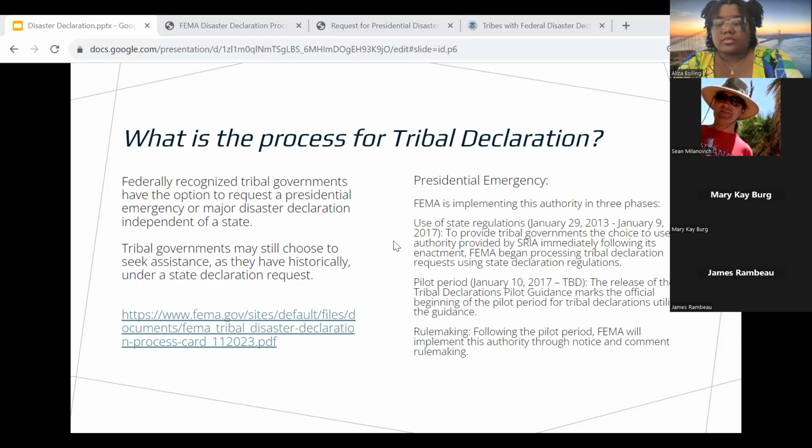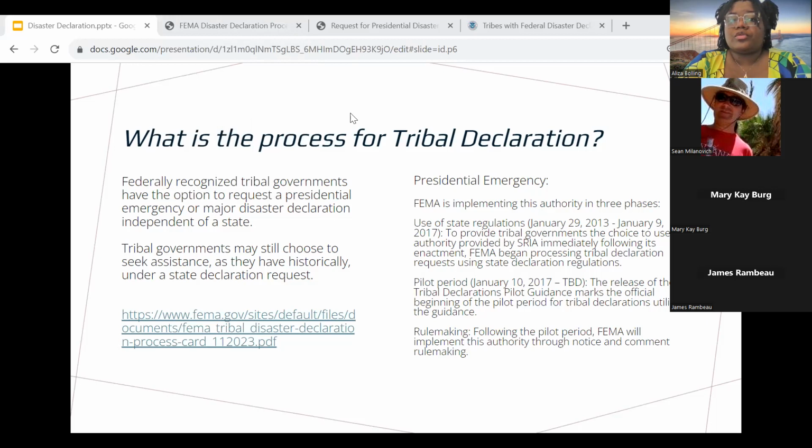As of January 2013, 2017, they can use the SRIA immediately following its enactment. FEMA will begin processing the tribal declaration requests using the state declaration regulations. There was also a pilot period, where the release of the declaration's pilot guidance marked the official beginning of the pilot period for tribal declarations. And then following the pilot period, FEMA implemented the authority through notice and rulemaking.